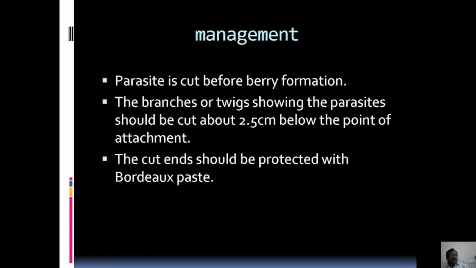And the parasite is responsible for reduced berry formation, and the branches or twigs which have the parasitic relationship with mistletoe have to be cut off at a point below the infection, and the cut ends should be protected with the Bordeaux paste to avoid further infection by any airborne fungal organisms.